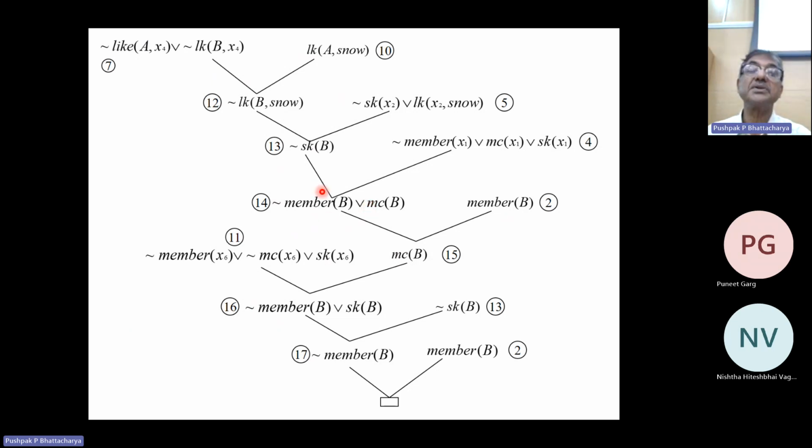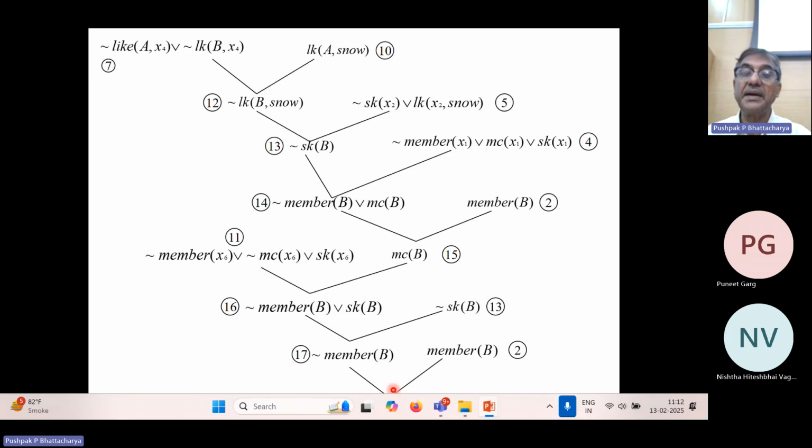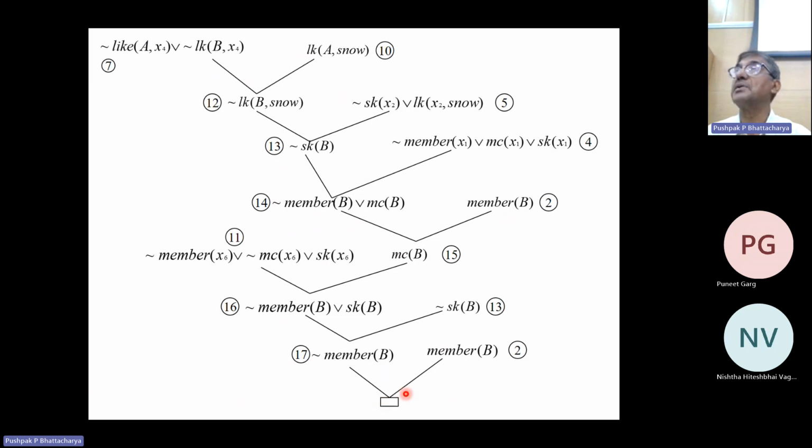Resolution refutation also can terminate only by proving what is called the null clause. Okay, a null clause indicates a contradiction in the system. So we are yet to achieve a contradiction. Let's see. Now this clause, every member is a mountain climber or a skier, is used again. So this clause is being used twice. Now B gets bound to X6. Remember, X6 is the variable we are interested in.